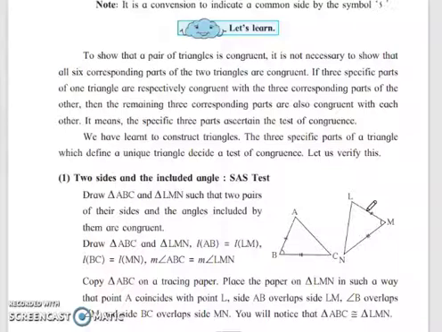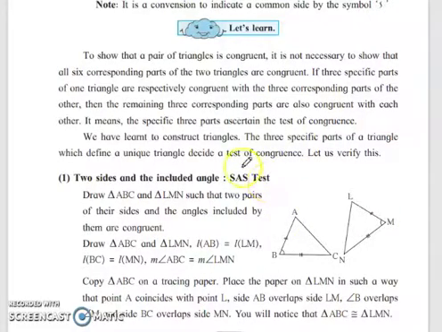We have to show that 3 parts of one triangle are congruent to 3 parts of the other triangle, and then the triangles become congruent to each other. It means that the specific 3 parts ascertain the test of congruence. So first one, 2 sides and the included angle, that is known as SAS test. SAS means side angle side test. This can be used to show the congruence of 2 triangles.